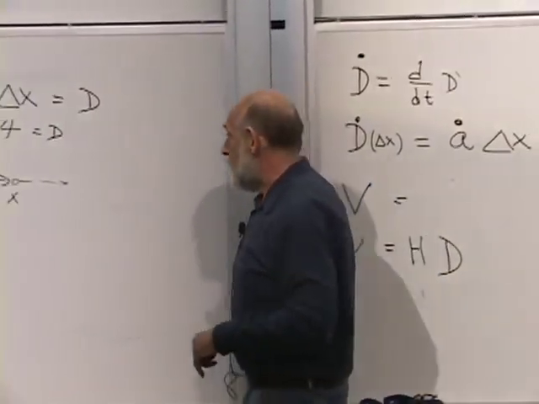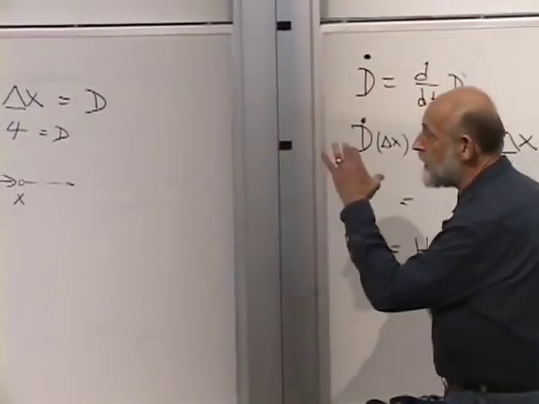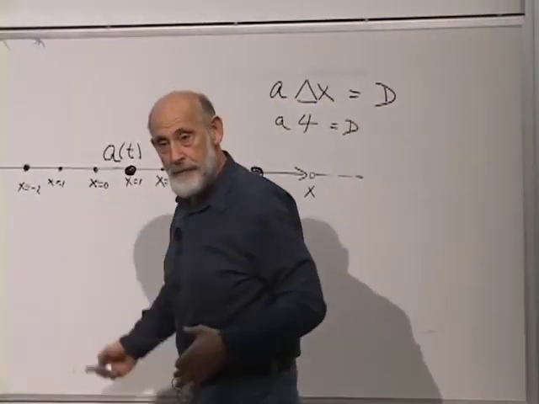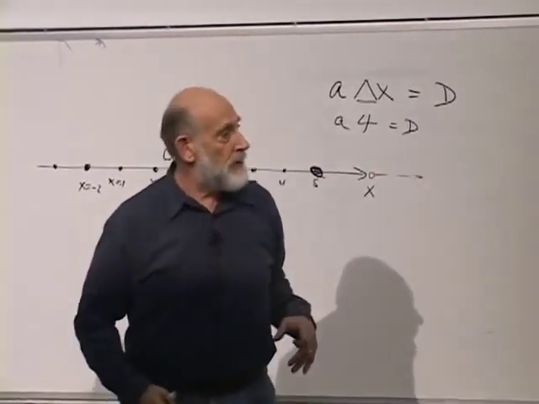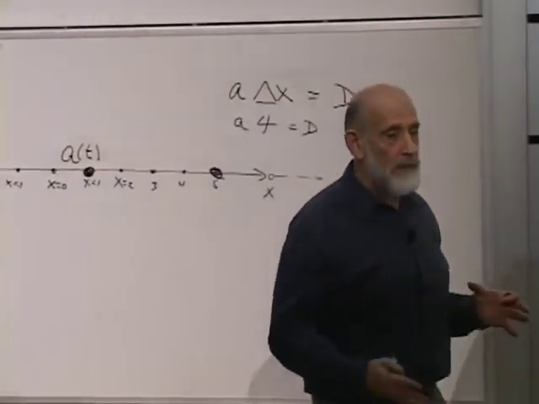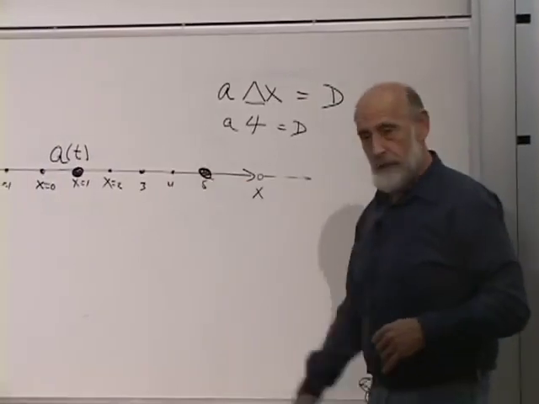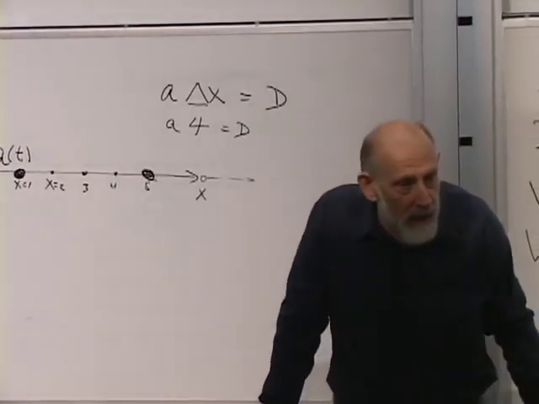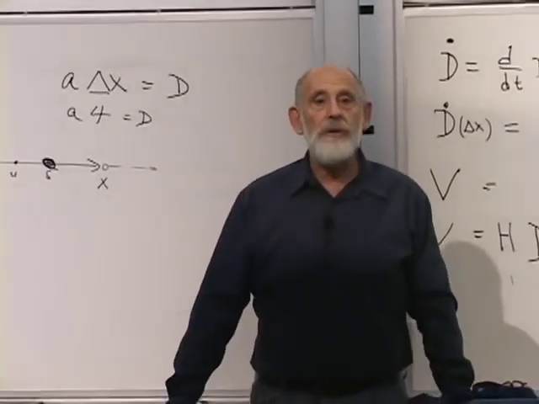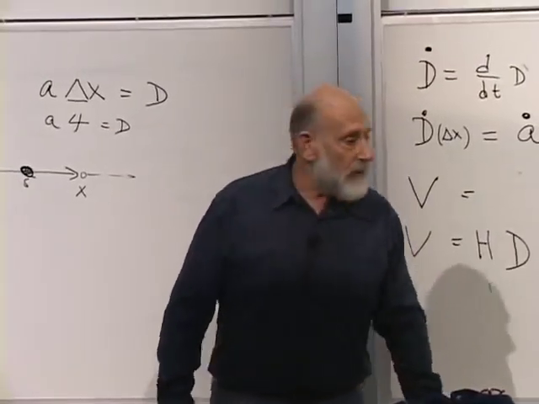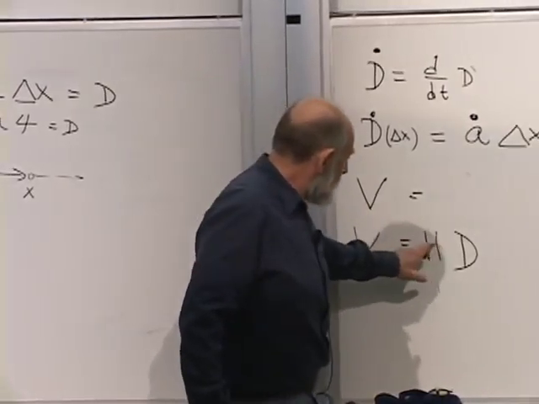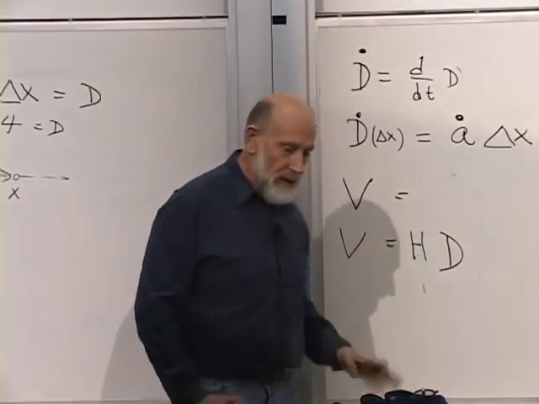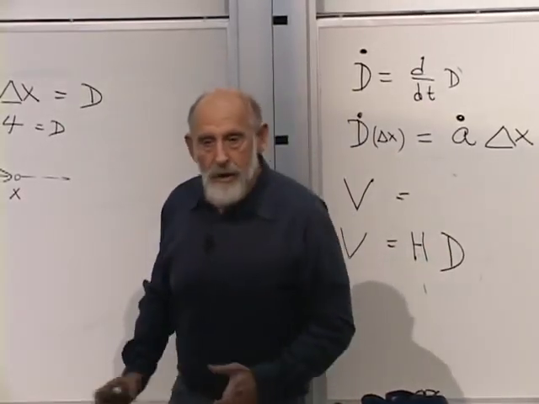The same is true everywhere. There's nothing in this which has focused attention on x equals 0 or x equals 1. It's the relative separation of two things which are entirely symmetric, and it's the same everywhere. So there's no notion of a center to this line. All points are the same as every other point, but every pair of points are increasing their distance with a velocity that's proportional to H times D. That's the Hubble law.